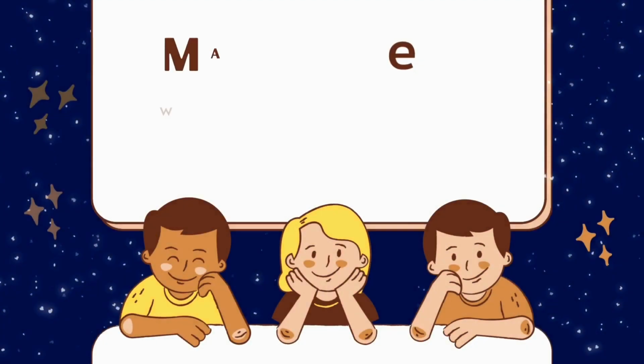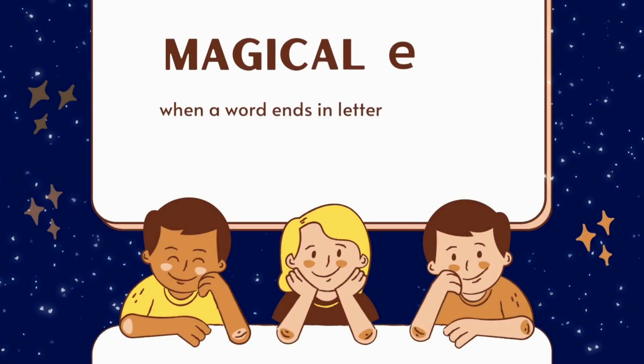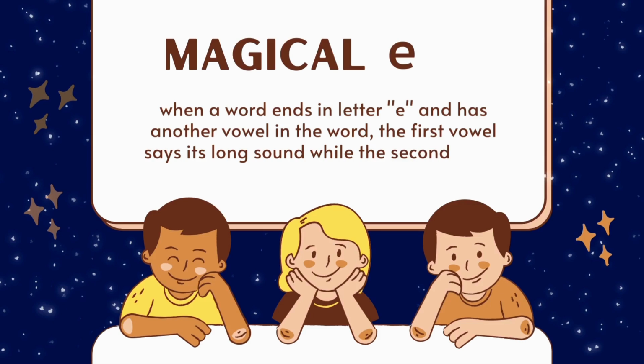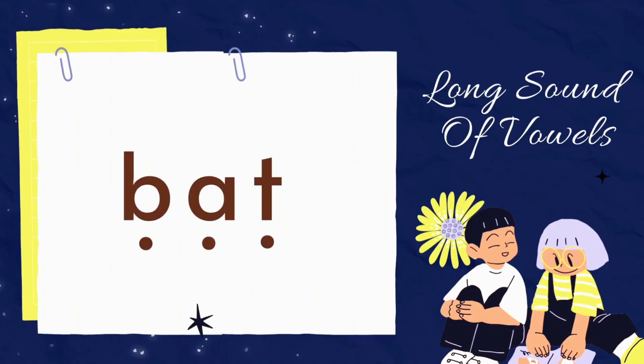So, according to the magic E rule, if a word ends in the vowel E and there are 2 vowels present in the word, the first vowel says its long name while the second vowel, which is the letter E present at the end of the word, stays silent. So let's understand this with a few examples. Let's take the 3-letter word bat. So there are 3 letters b, a, t, and there is 1 vowel present in this word saying its short sound a.